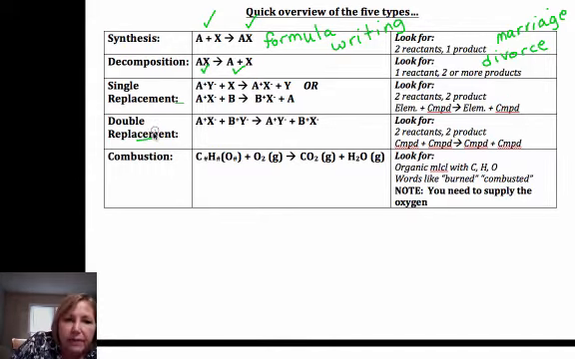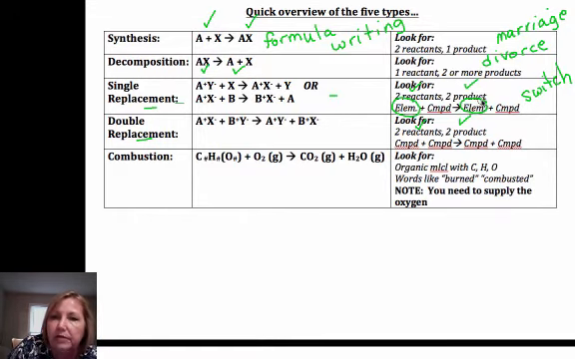Now, there are 2 types of replacements. Replacements are about switching partners. The issue with these is they're both 2 reactants, 2 products. The key distinguisher between single replacement and double replacement is that single replacement has an element and a compound going to an element and a compound, whereas double replacement is compound plus compound goes to compound plus compound.